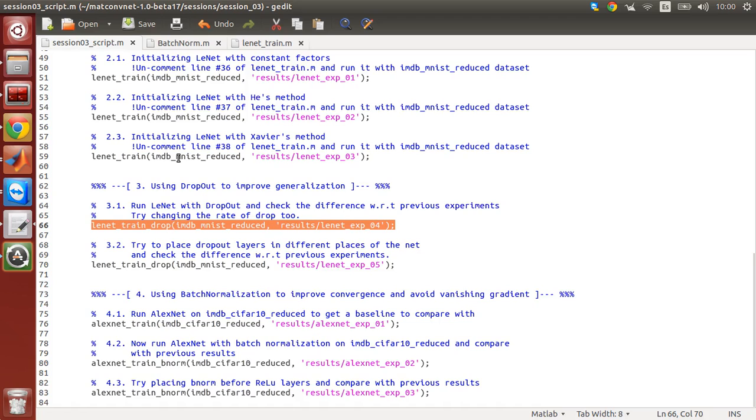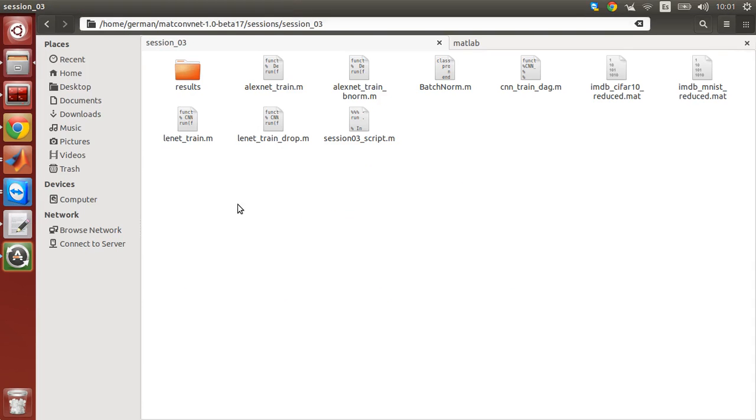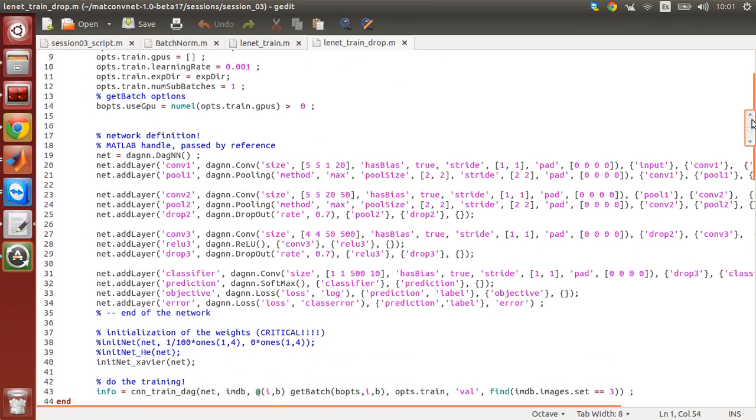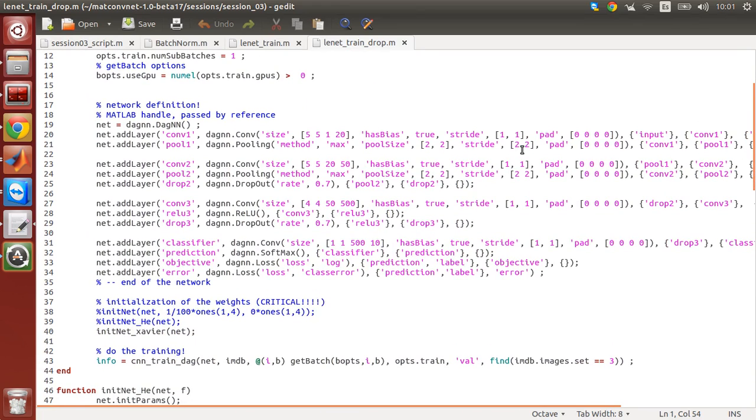Okay, regarding the dropout, we have done a special training using dropout. So the first thing is to open the script. The only changes with respect to the previous training code is that after the second pooling layer, we have set a dropout layer, and another one after the ReLU 3.